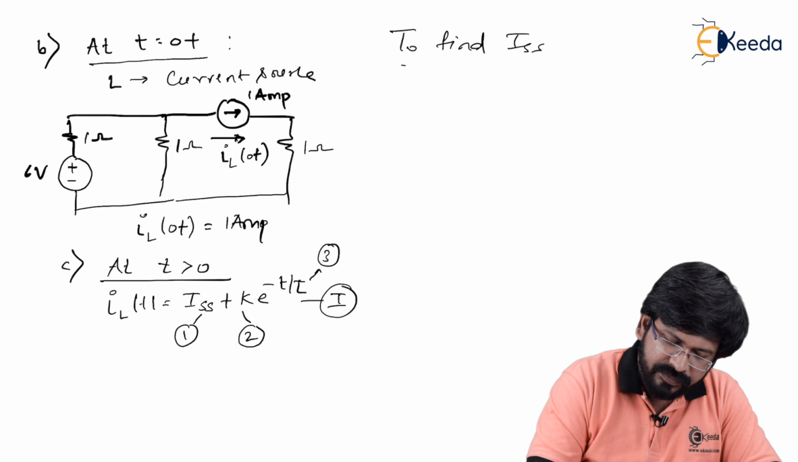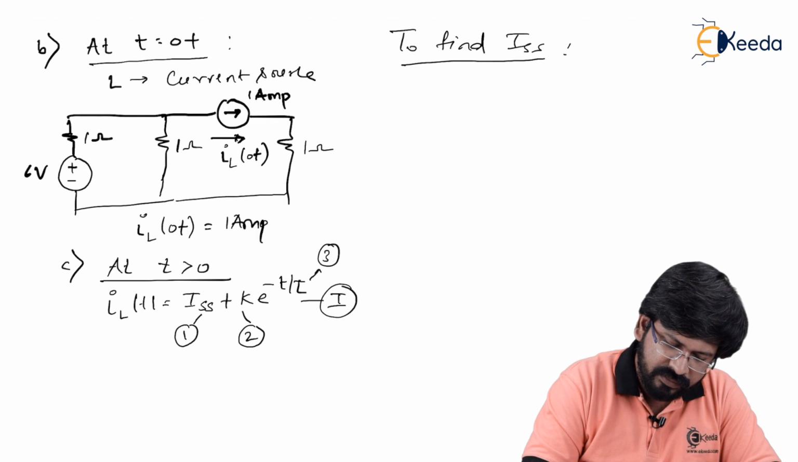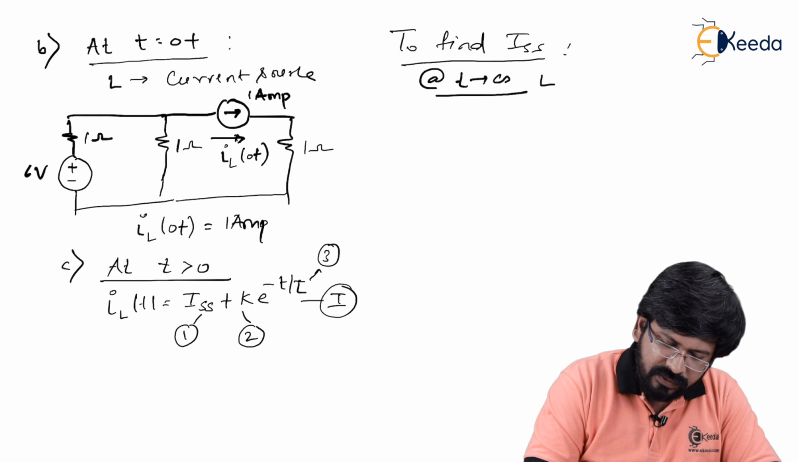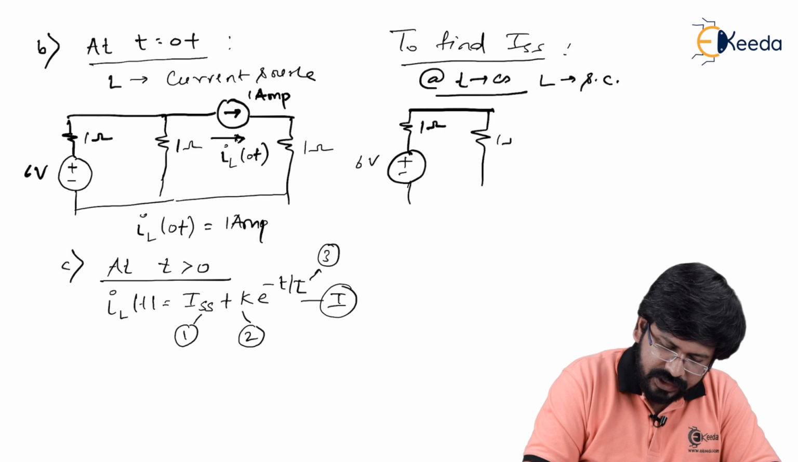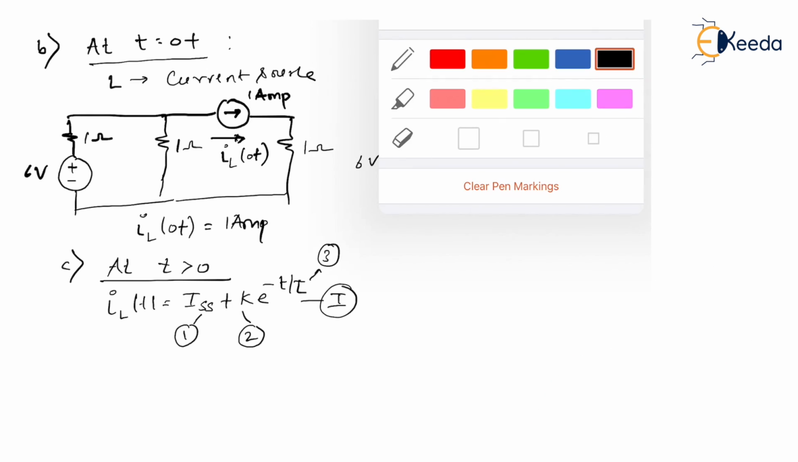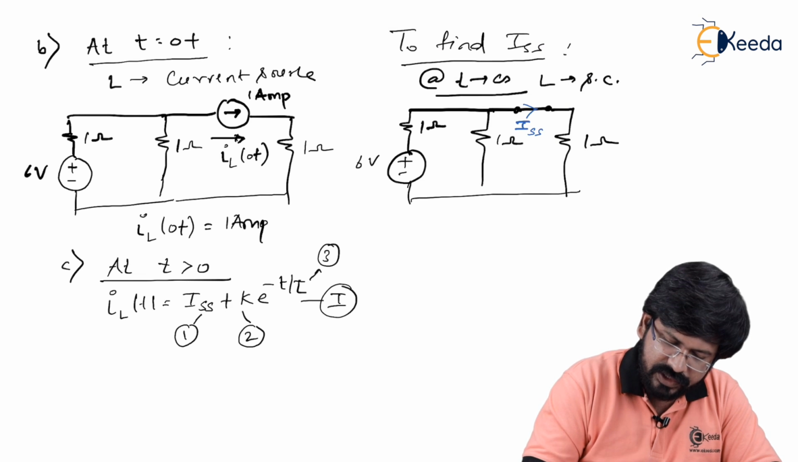what does ISS stand for? Steady state current, and steady state current is always found at t tends to infinity. So at t tends to infinity, you know the fact that the inductor will act as a short circuit, and the effective circuit will be like this: 1 ohm, this is of course 6 volt, this is 1 ohm, inductor this time replaced with short circuit, again this is 1 ohm, and this time the current through this inductor is known as ISS, that is steady state current.